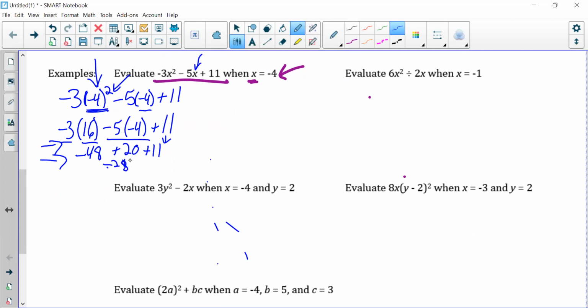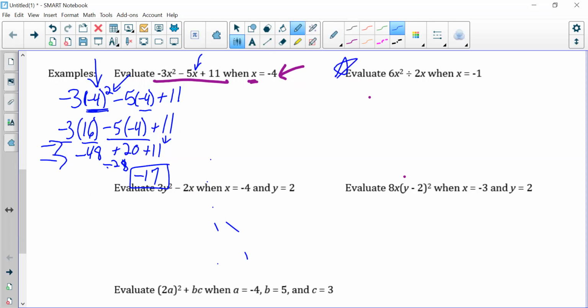If I can write, -28 plus 11 is -17. So my answer is -17. All right, let's do the next one.